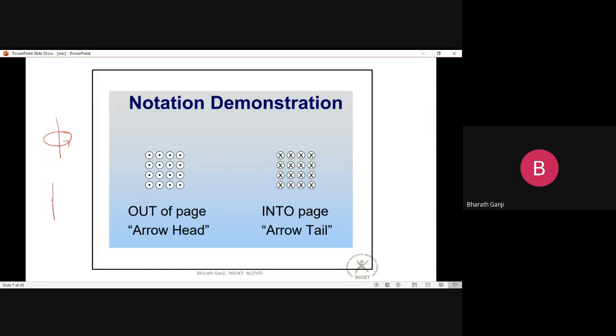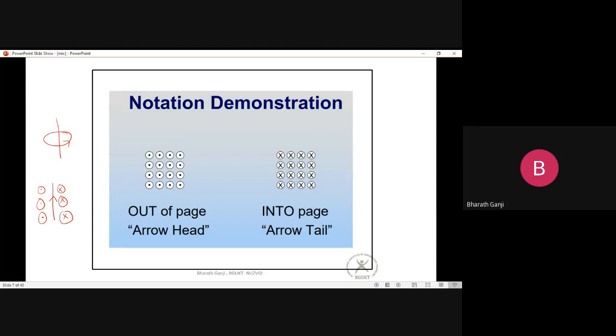So for example, if I have to say there is a current going like this, and if I have to write the magnetic field around it, I'll say the magnetic field is like this. Sir, why have you put dots and crosses? A dot indicates a vector that is coming out of the page, and a cross indicates a vector that is going into the page, right?